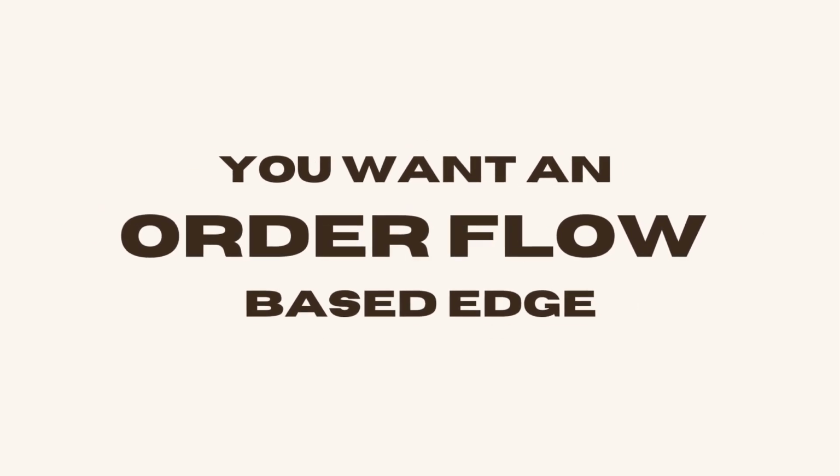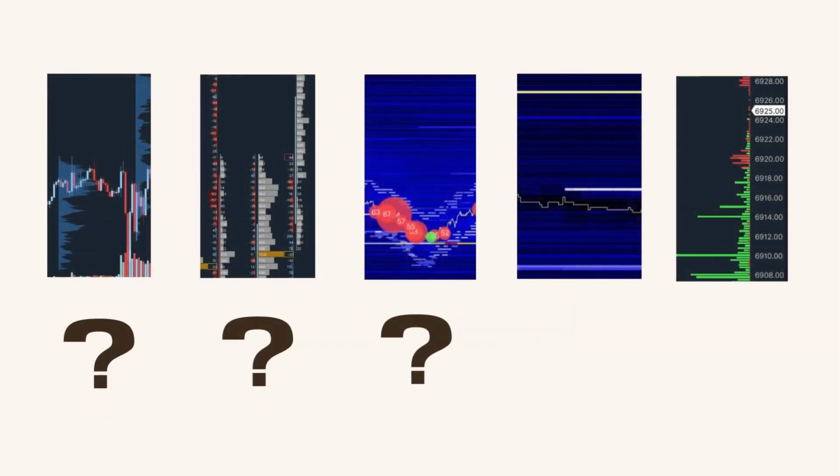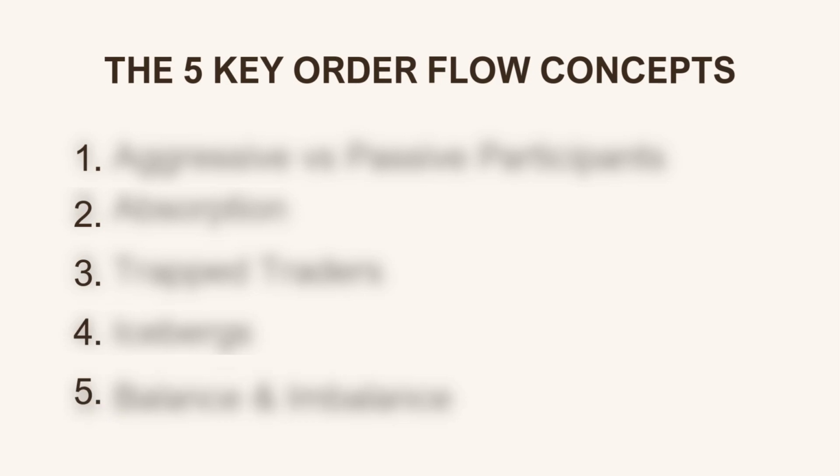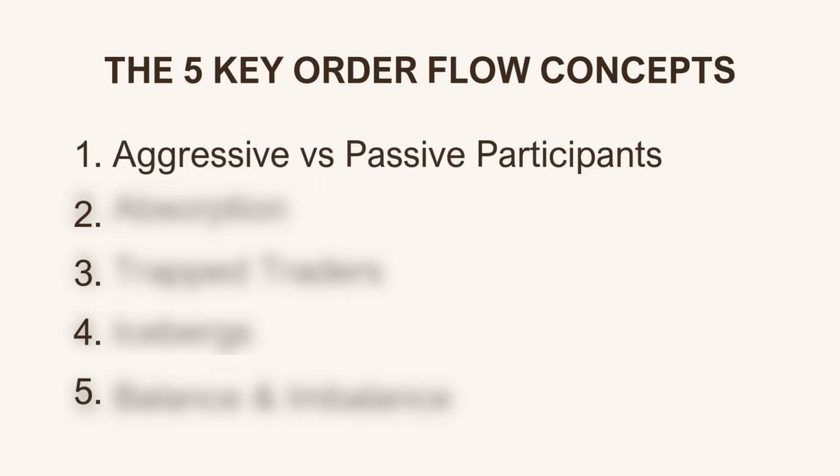You want an order flow-based edge that actually performs month on month, but you're unsure where to start? Today, we'll break down the 5 key concepts you need to master, starting with aggressive versus passive participants.